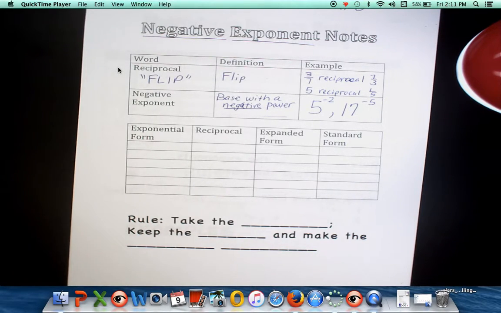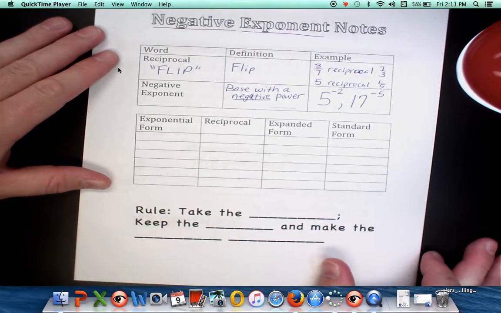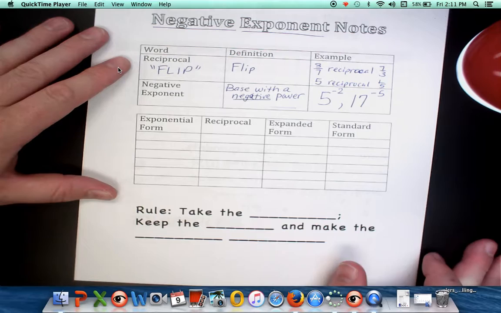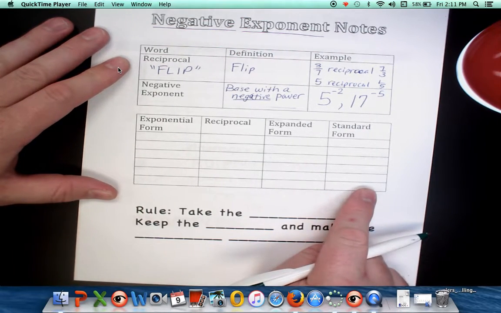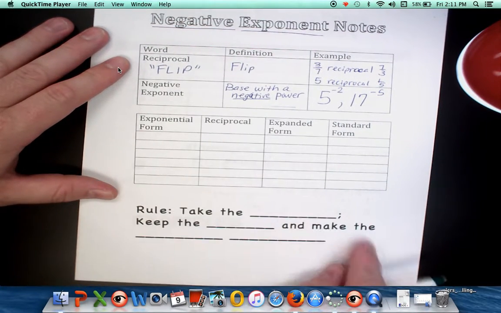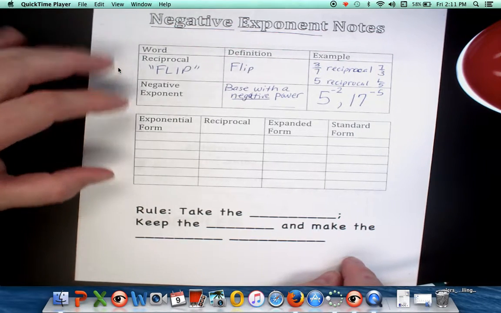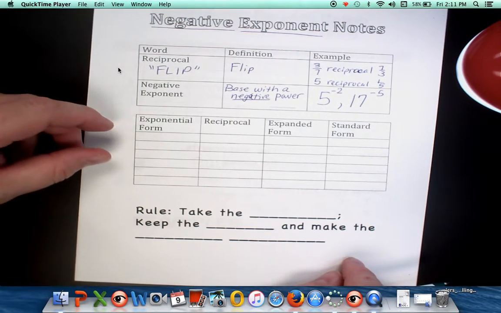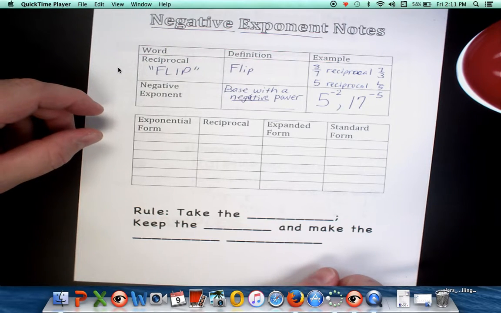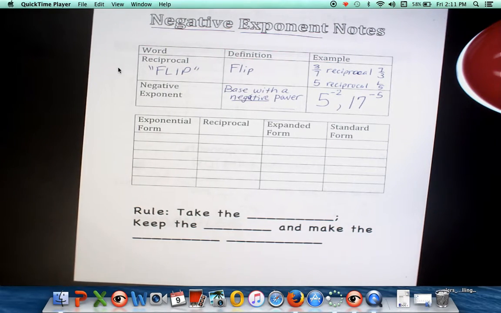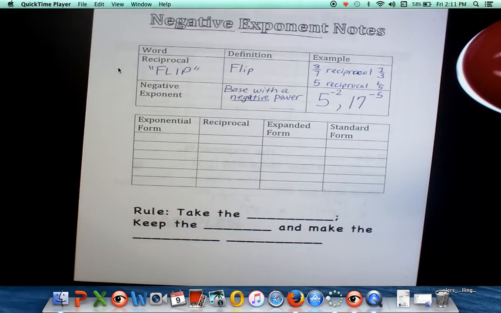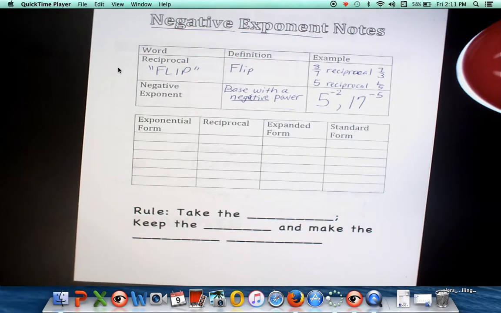Okay? So what I want to do is show you how to do these because we're going to be doing some practice with these. You're going to get an organizer just like this. And we're going to take negative exponents and convert them, change them, and find out what they are in standard form. Okay? So you are able to use a calculator as you work on these, but you're also going to use the organizer to help you keep track of what we're doing.